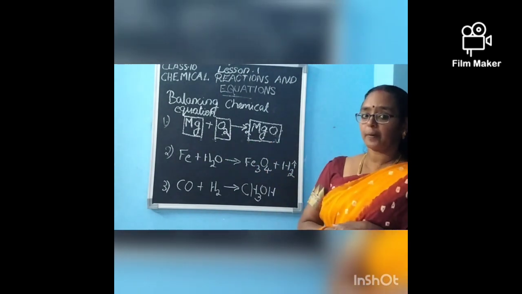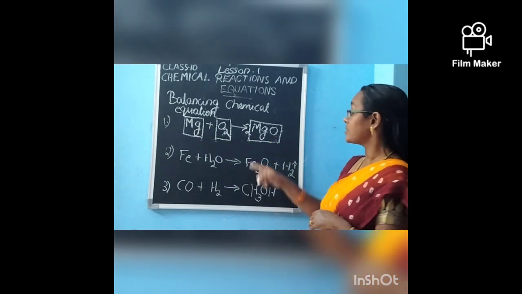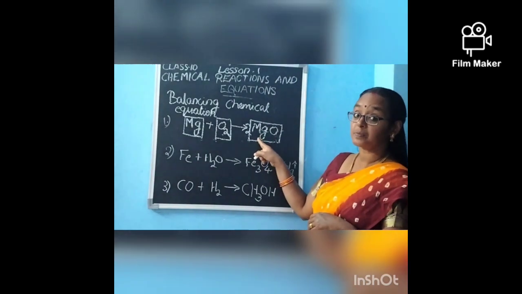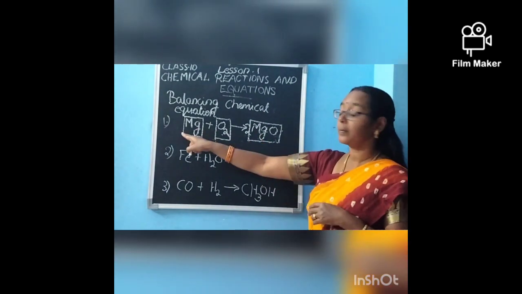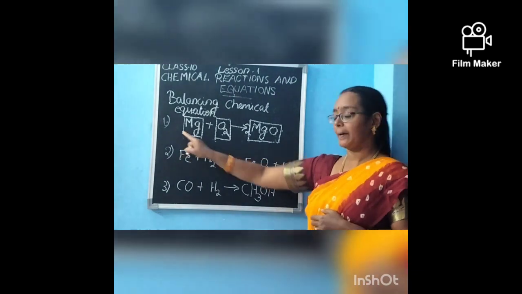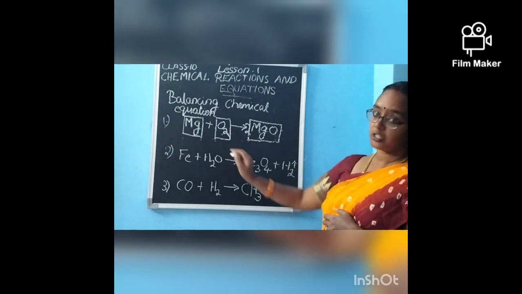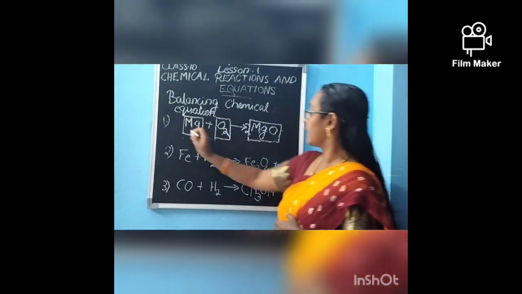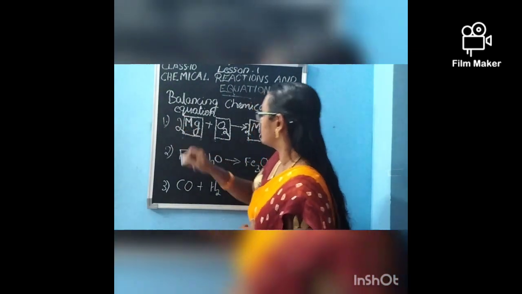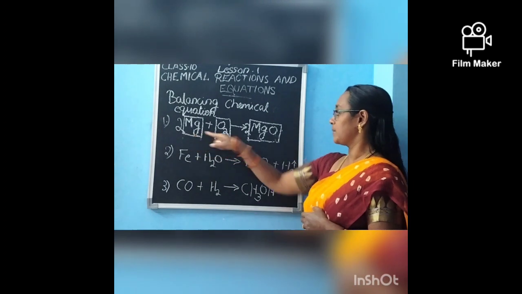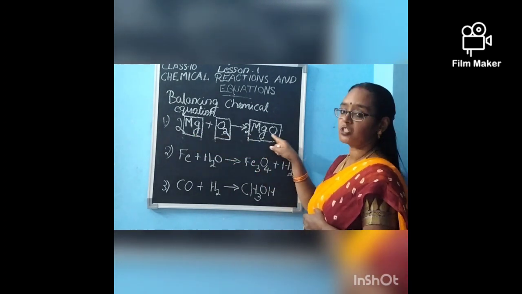Is there any change to be made? Now see magnesium. How many magnesiums are there here? 1 atom. Here how many? 2. It has to be balanced. So according to the product, we change the reactant side. Here we add 2. See, 2 Mg plus O2 gives 2 MgO.